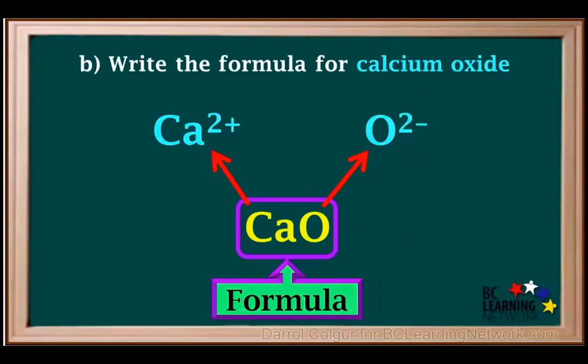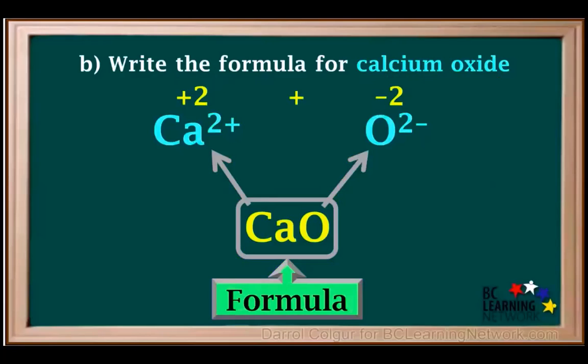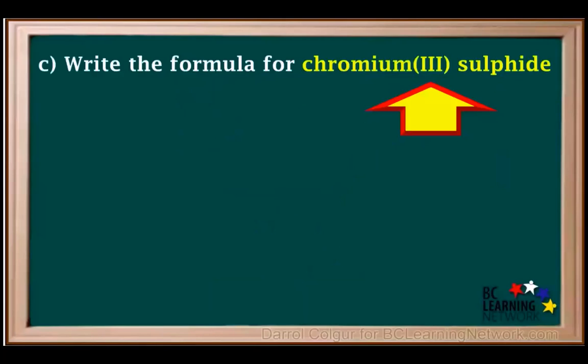Checking charges, we have one Ca2+ ion and one O2- ion. So the total charge is positive 2 plus negative 2, which is equal to 0. So this formula is correct. Question C asks us to write the formula for chromium 3 sulfide.